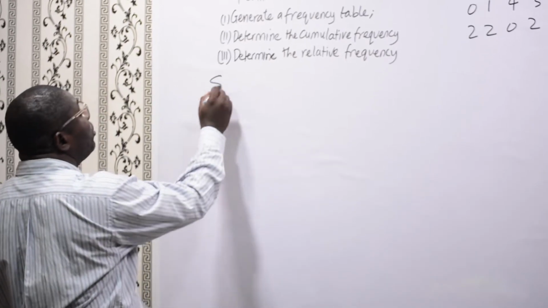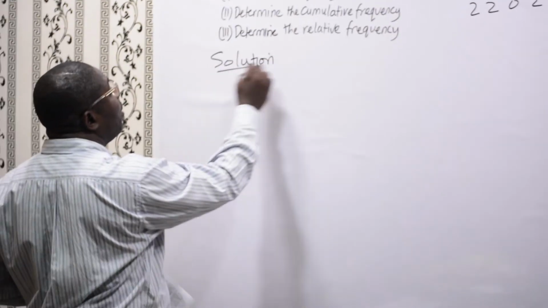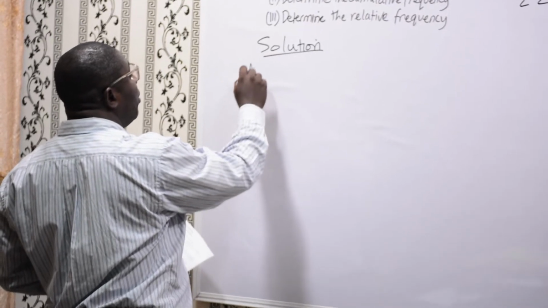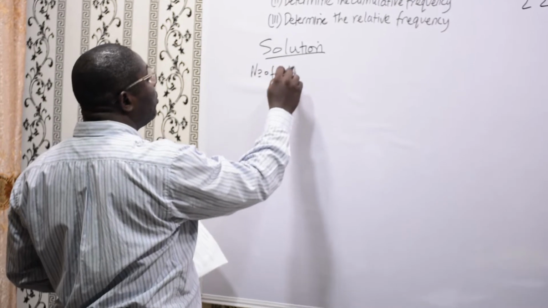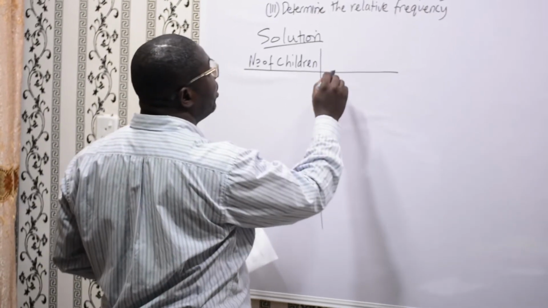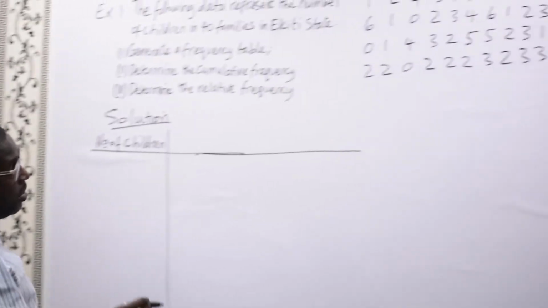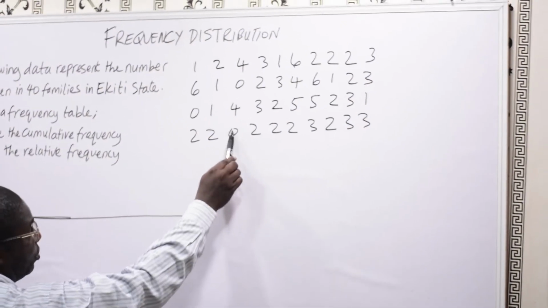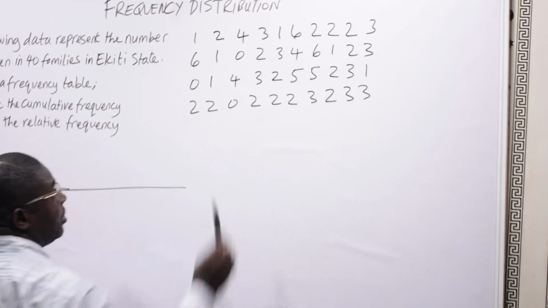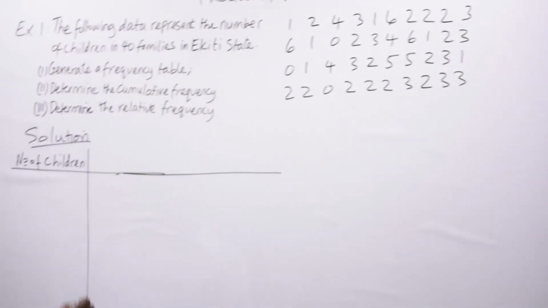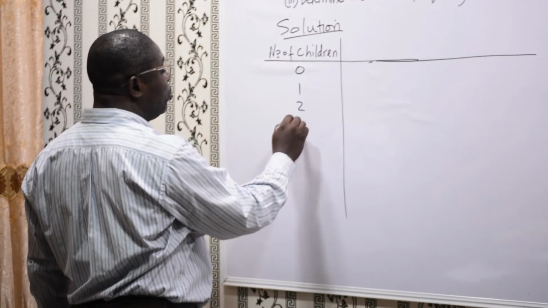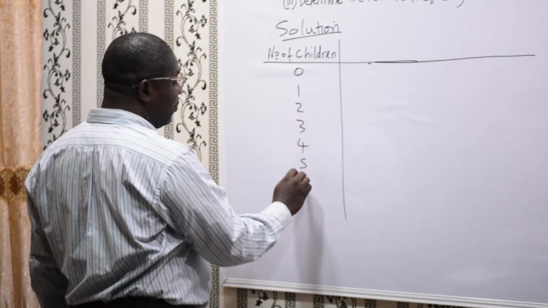So I'm going to write here solution, and then we're going to have a table, and the first column will be number of children. From the number of children, you can see that the least number of children in this array of data is 0, and the highest number is 6. So we're going to place 0 to 6 on this column. So we have 0, 1, 2, 3, 4, 5, and 6.